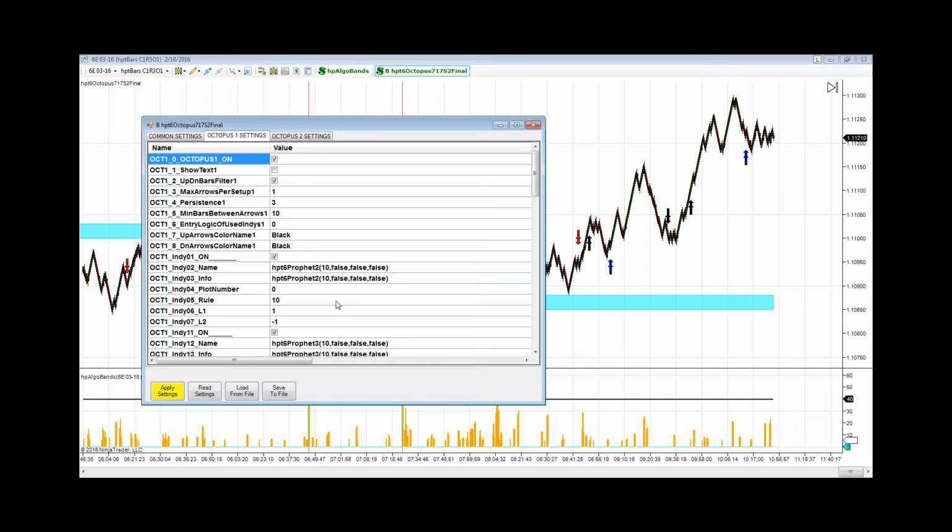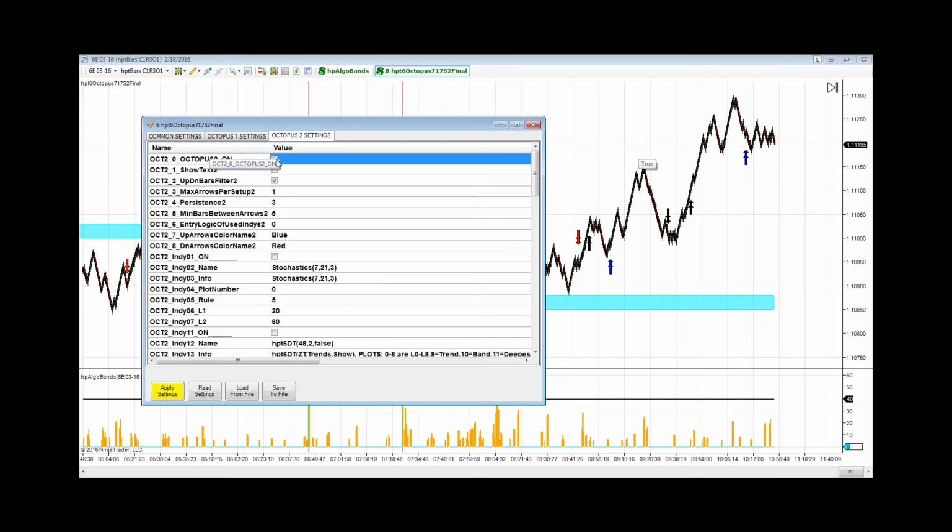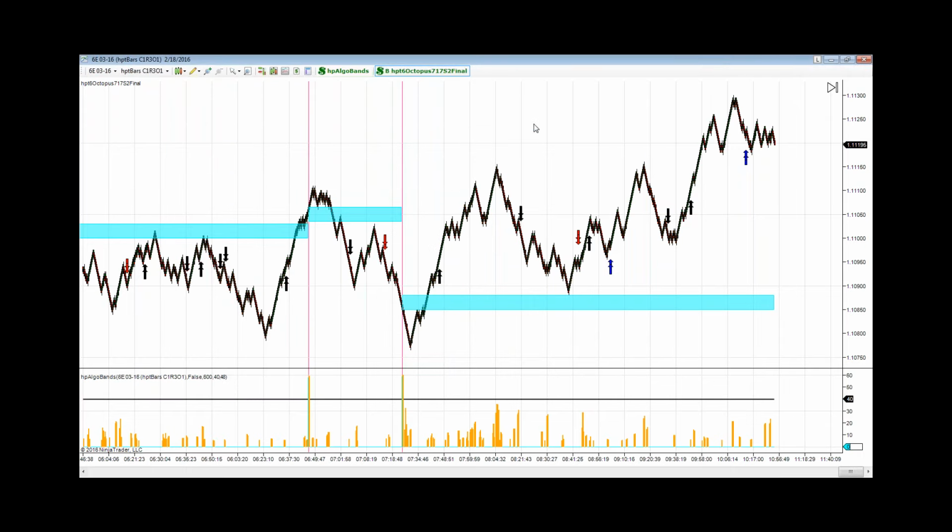If you want to just trade that by itself, and I'll show how to do that again, just turn off Profit 2, turn off octopus 2, and then I'm going to reload it. So this is another filter approach that you can take to this.